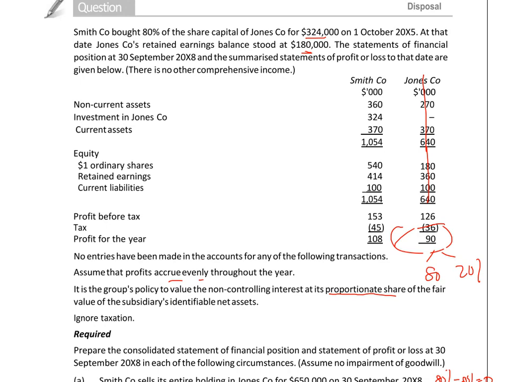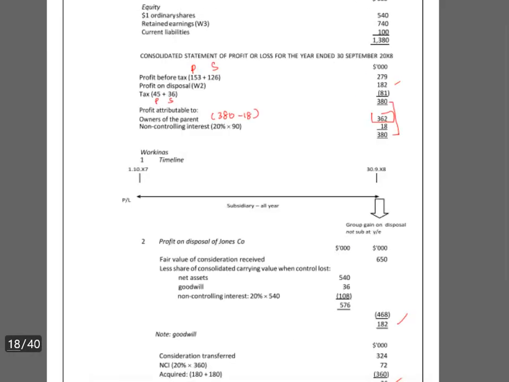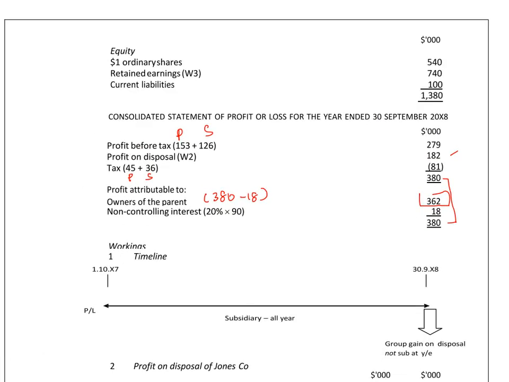So when I control parent and subsidiary, I get only control. What happened is, first of all, that means 7 months and 5 months. I got control only 7 months. But in this question, when I lose control, they say 30th September, which is the last day. Year end is 30th September. So I lose my control on the very last day.